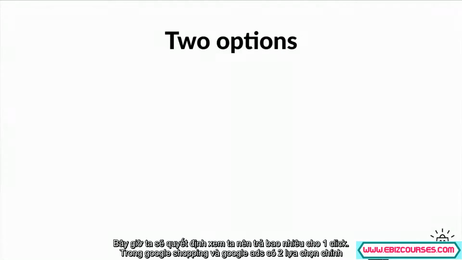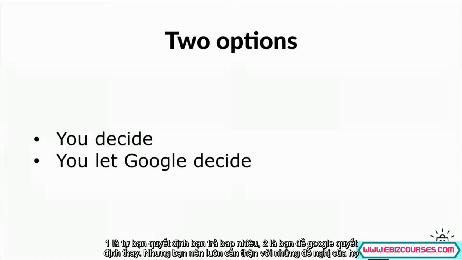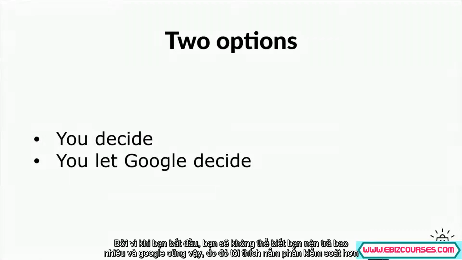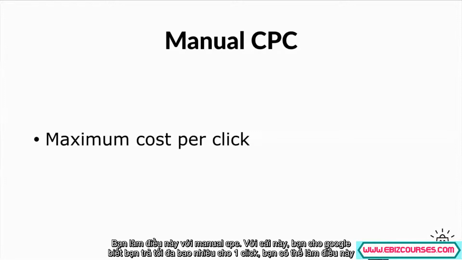In Google Shopping and in Google Ads, there are two main options. One is you decide how much you're going to pay for each click. And the second one is you let Google decide. But it's always good to remain skeptical of what they're suggesting or things they propose. Because if you're getting started, you have no clue how much you should pay for each click, and neither does Google. So I always like to keep the control. So you do that with something called manual CPC. And with manual CPC, you're just telling Google how much your maximum is to pay for each click.